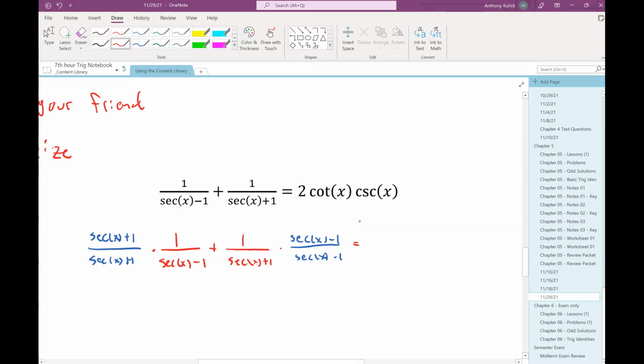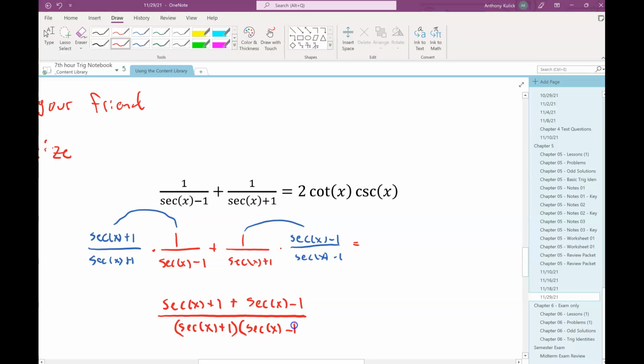Everybody okay with what I've written here? Okay. So we multiply the numerator together. So the first numerator, I just get secant x plus 1. Then I have the plus sign. And then my other numerator, secant x minus 1. And my denominator is secant x plus 1 times secant x minus 1.